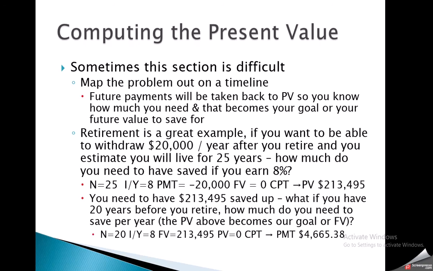I still have 20 years to save, so that's my N. My IY is 8 because we just assume that's what we're earning throughout our retirement savings. I'm not starting with anything today, so I'm going to zero out that present value, and then I'm going to compute the payment. So I would need to save $4,665 every year from now until I'm 65 to be able to withdraw $20,000 a year.